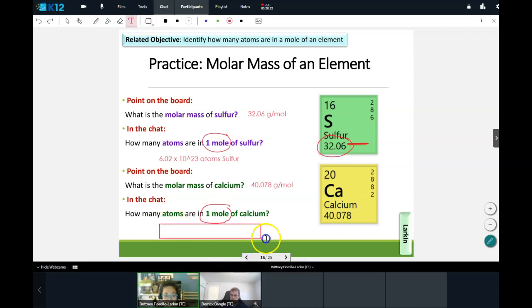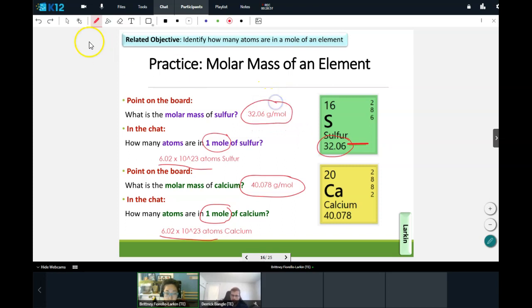All right, there we go. Yeah, it's going to be 6.02 times 10 to the 23rd, in this case, atoms of calcium. So still the same number, just this time we're talking about calcium. Now, I do want you to recognize that even though they have the same amount of atoms, one of these is heavier. You can see calcium weighs 40.078 grams, which is quite a bit of calcium, versus sulfur, which only weighs about 32.06 grams. But that's okay. That doesn't break the rules or anything.